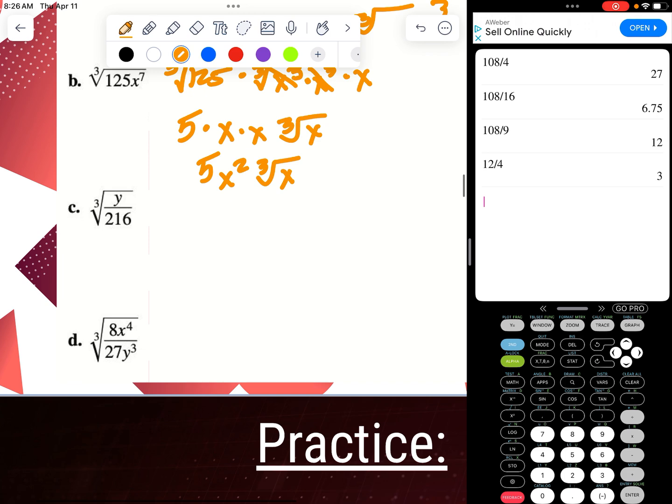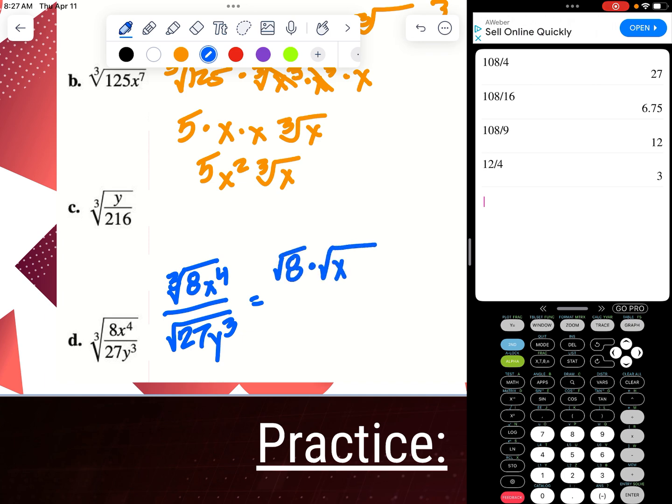Last one, let's look at letter D. First, we give the cube root to both the numerator and to the denominator. Now I can take the cube root of 8 times the cube root x to the 4th. I can have an x to the 3rd and just an x.